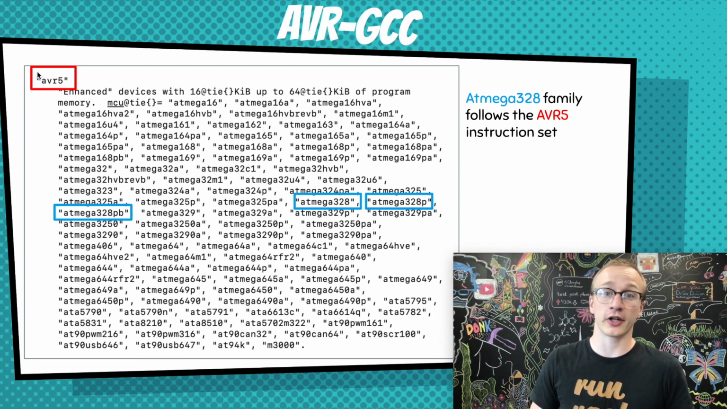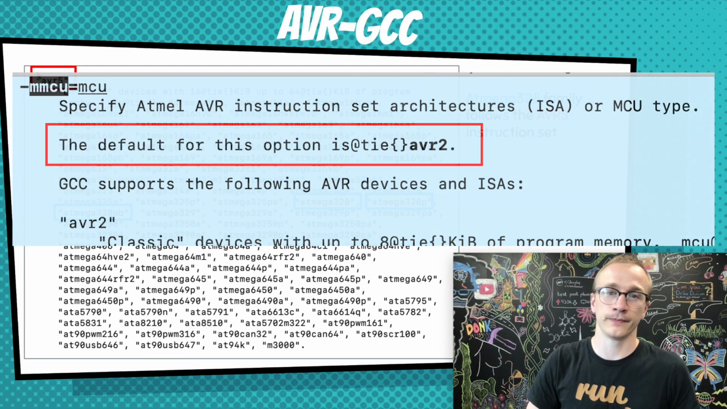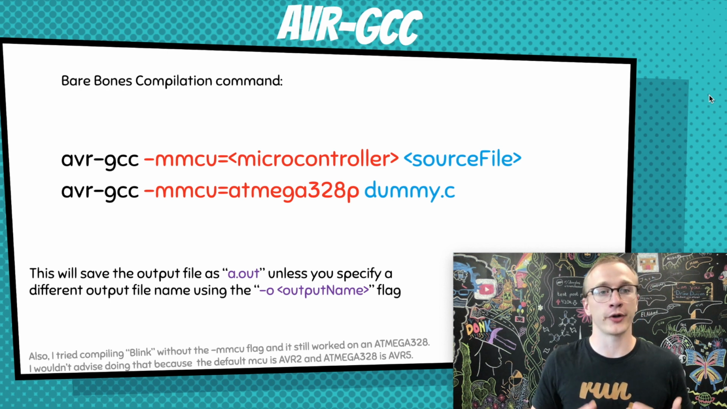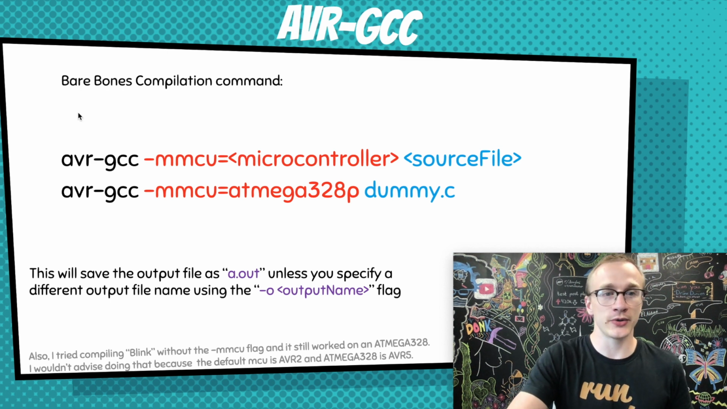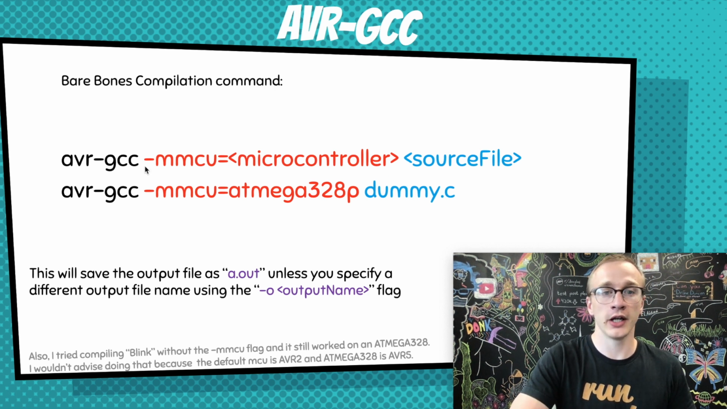If we don't tell the compiler which instruction set to use, it will default to AVR2. With just this little bit of knowledge, we are able to run a bare bones compile command. What we need to do is say the name of the program, which is AVR-GCC. We need to tell it which microcontroller we're using so the compiler knows which instruction sets it's allowed to use. And finally, we need to tell it our .c source file.